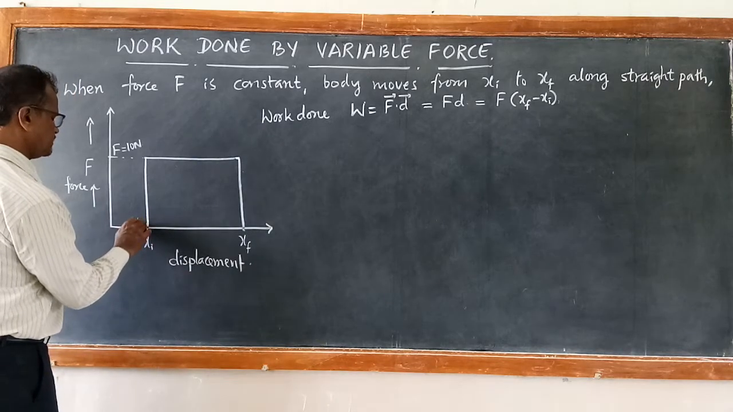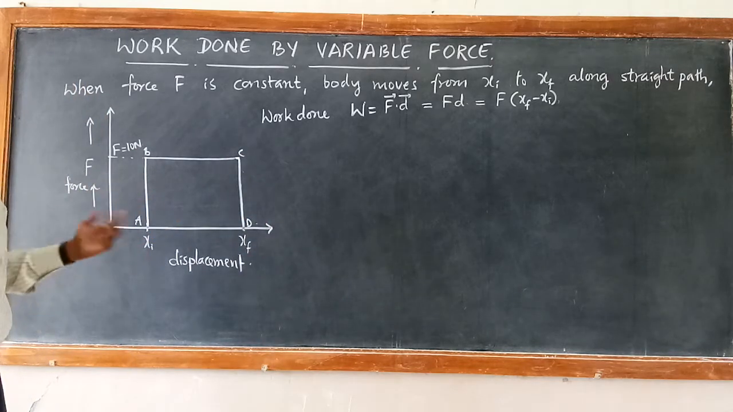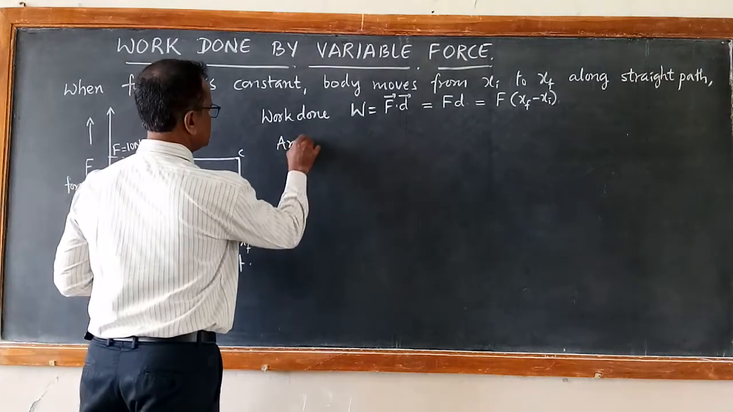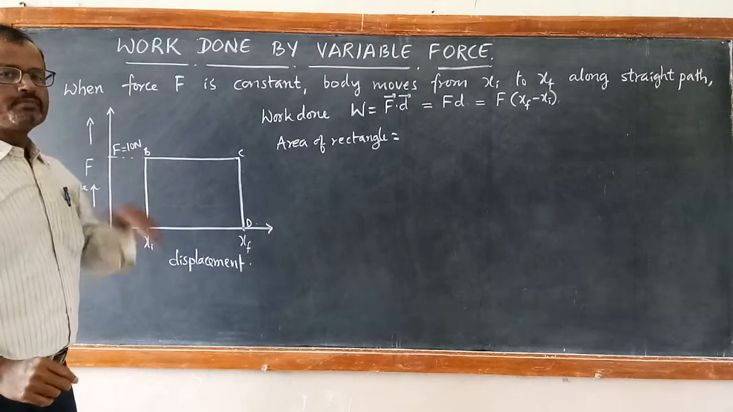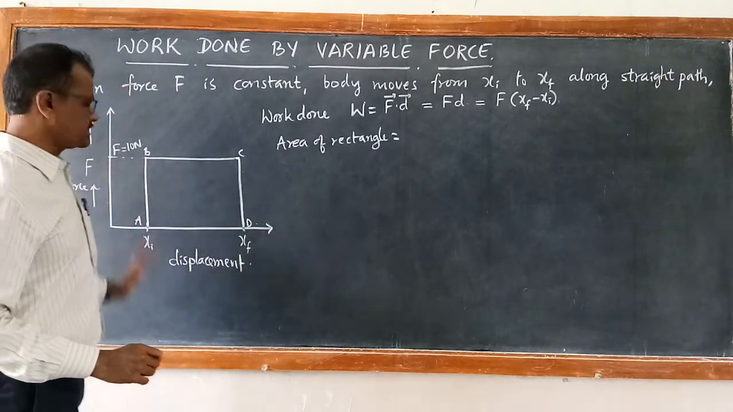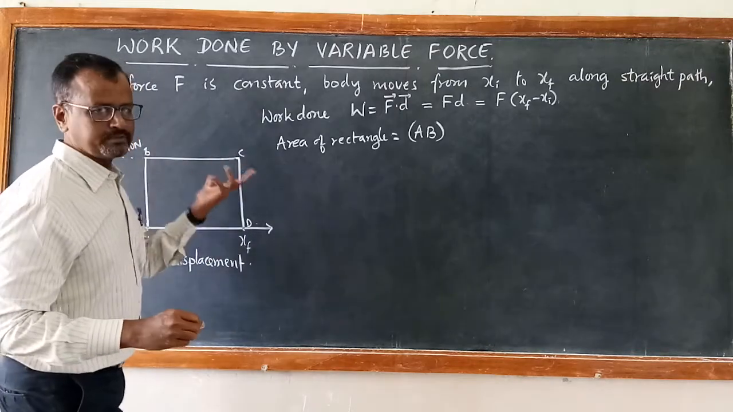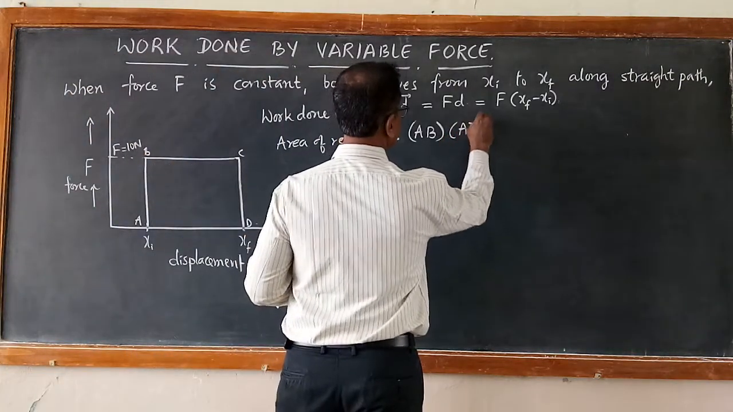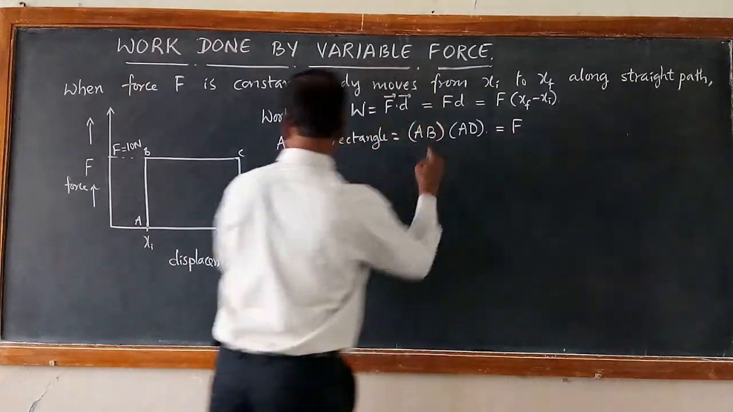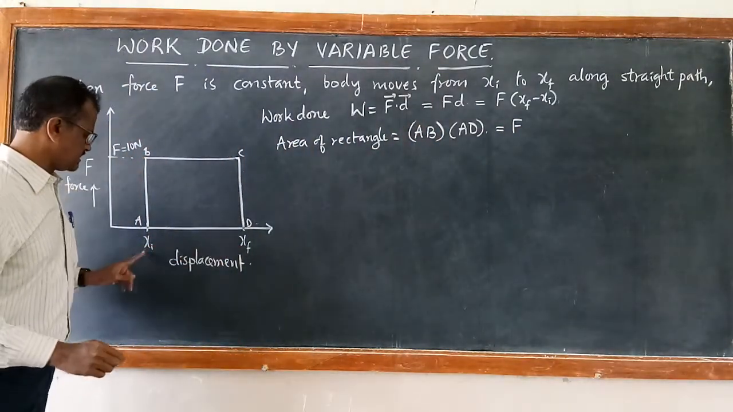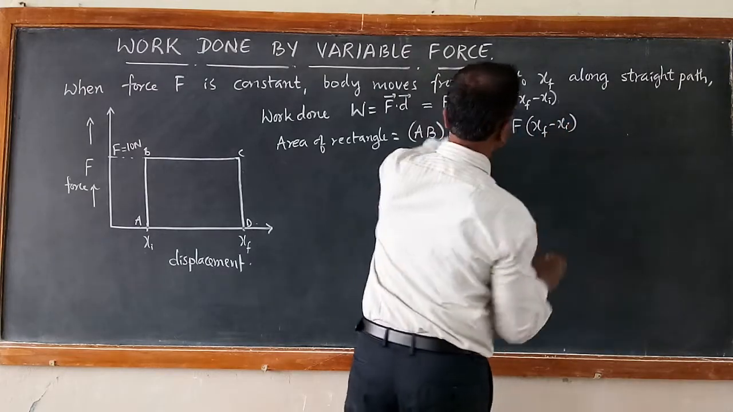Call this rectangle A, B, C, D. Now if I calculate the area of this, what do I get? Area of rectangle is equal to length into breadth. Breadth, let me take it as AB. AB into AD, or AB into BC, both are same. What is AB? AB is the constant force. And what is AD? AD is the change in position, xf minus xi. Is it not giving you the same result?